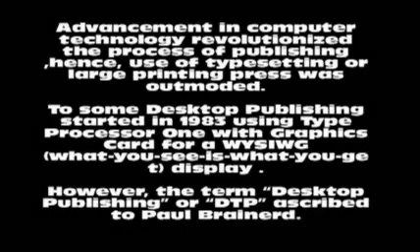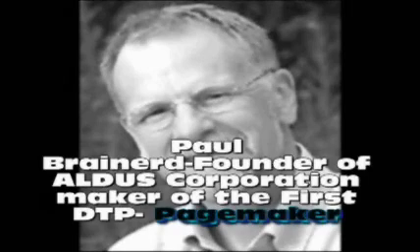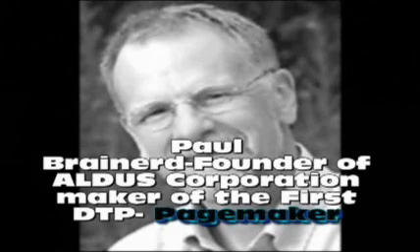Advancement in computer technology revolutionized the process of publishing, hence, the use of typesetting or large printing presses became outmoded. To some, desktop publishing started in 1983 using Type Processor One with a graphics card for a WYSIWYG, what you see is what you get, display. However, the term desktop publishing or DTP is ascribed to Paul Brainerd, founder of Aldus Corporation, maker of the first DTP software, PageMaker.